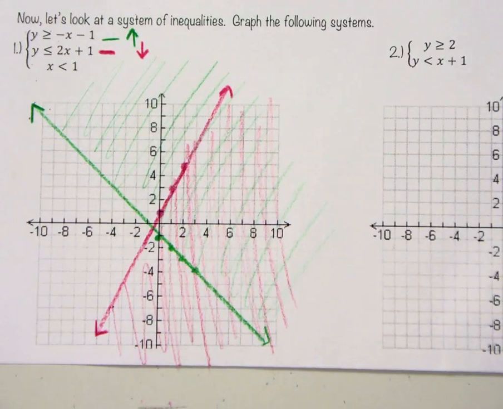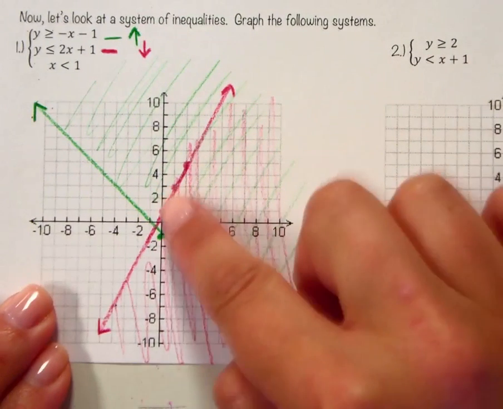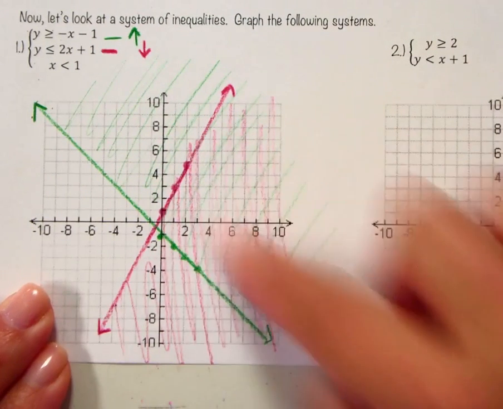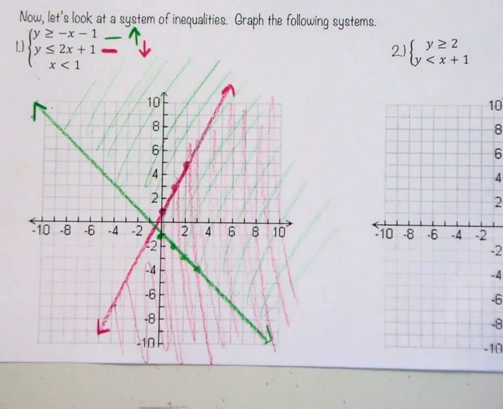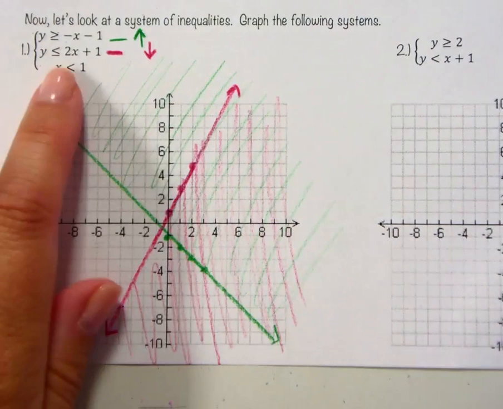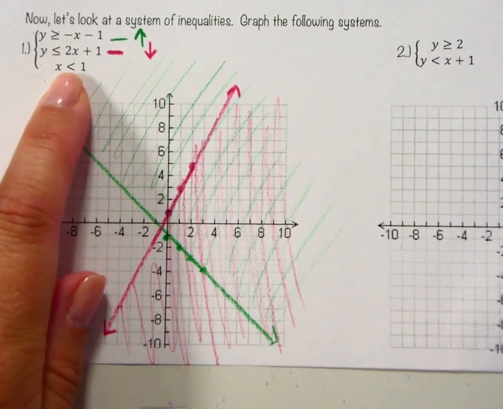What I want you guys to look at as you are graphing each of these is where our solution sets are crossing. Basically, where do you see at this point both red and green? We see both red and green in this area. So far, this is our solution set. But we still have one more inequality to graph. We have x is less than 1.